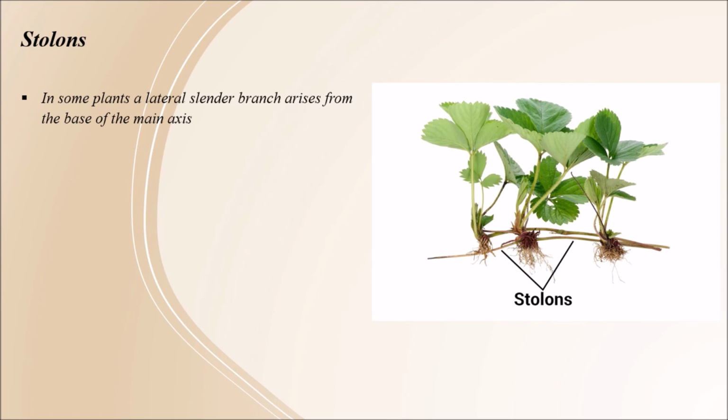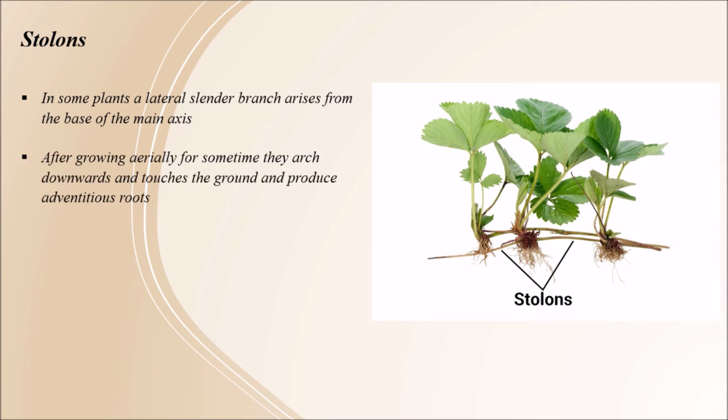Next, stolons. In some plants, a lateral slender branch arises from the base of the main axis. So in some plants we can observe that a lateral slender branch arises from the base of the main axis, and after growing aerially for some time, these branches arch downwards, bend toward the earth surface, touch the ground and produce adventitious roots. These roots developing, they grow into a new plant. Such slender branches of the stem are called stolons.